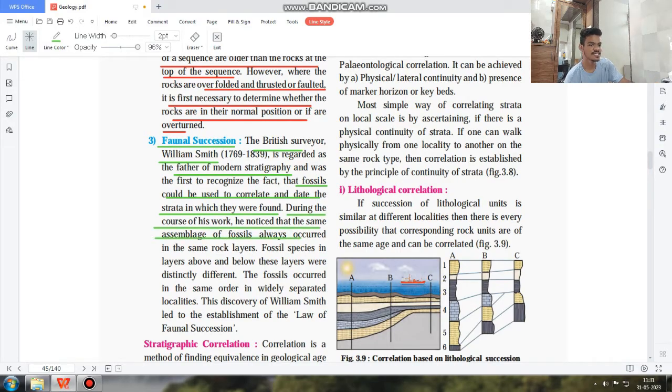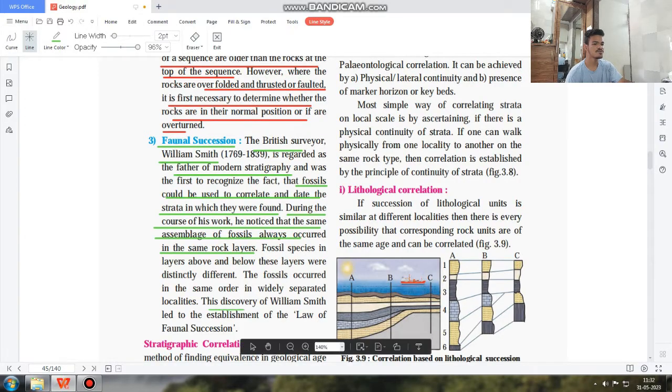Fossil species in the layers above and below these layers are distinctly different. The fossils are in the same order as the layers are located. So layers only is the main part. The discovery of William Smith led to the establishment of the law of faunal succession. Yeah, that's it. This is important.